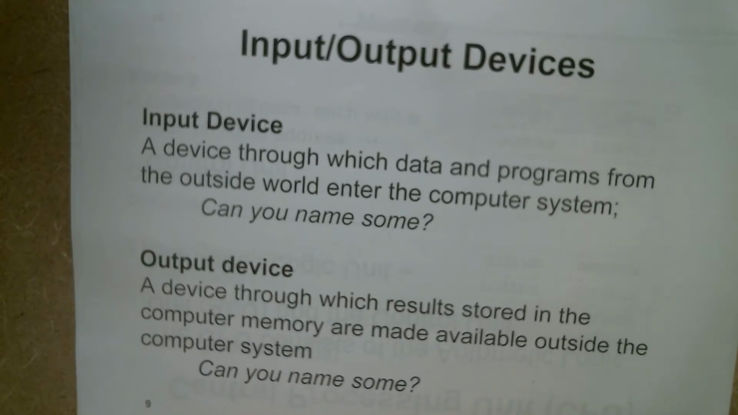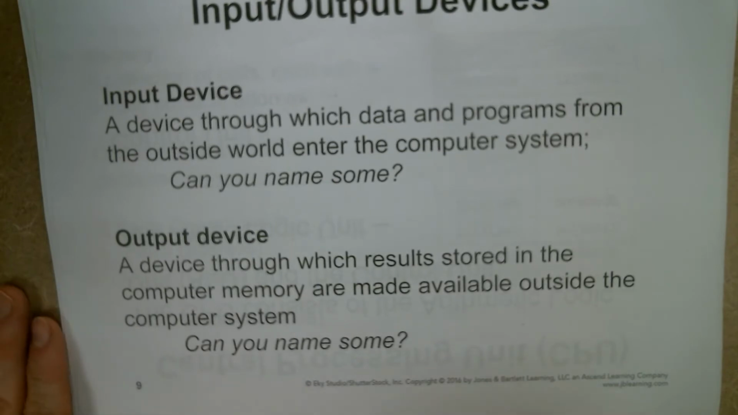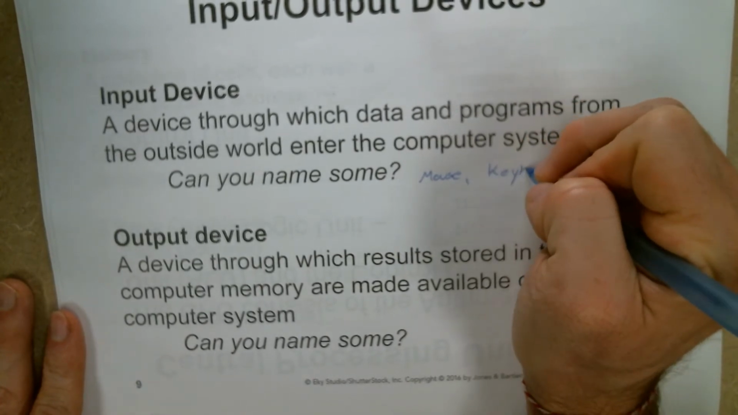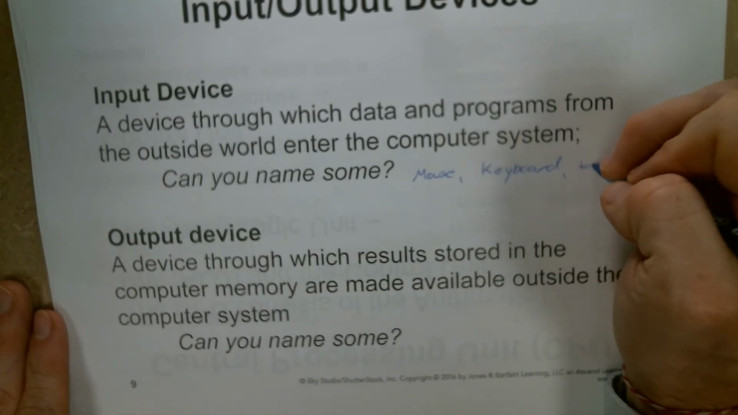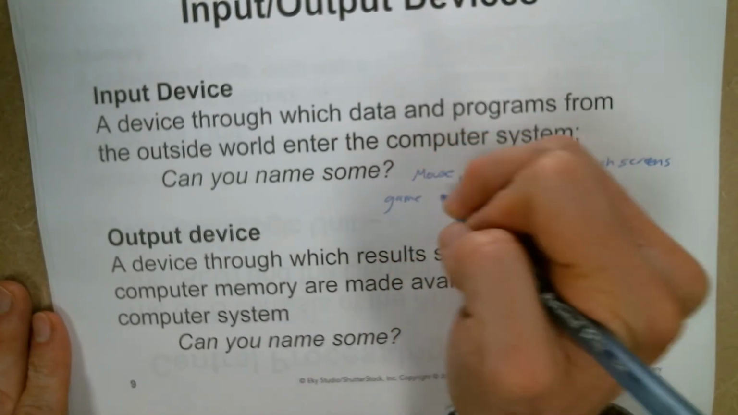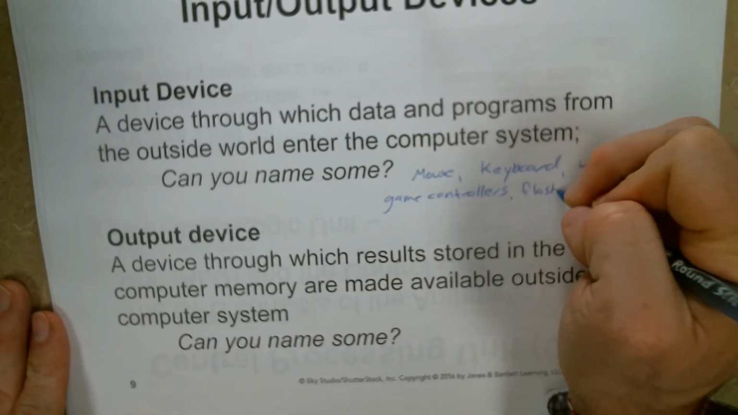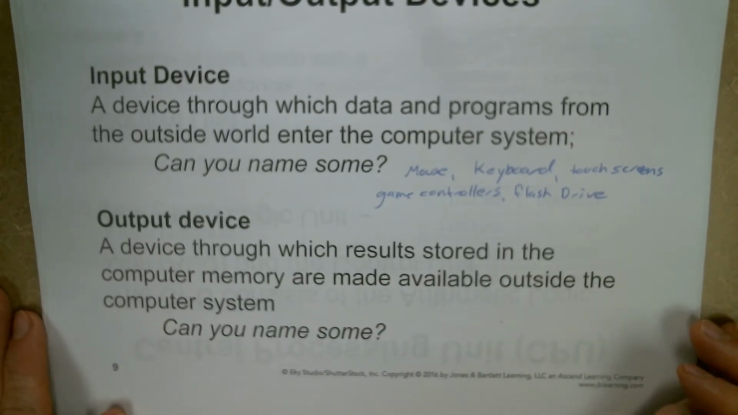So, input-output devices. An input device is a device through which data and programs from the outside world can enter the computer system. Can you name some? I'm assuming you can. There are the obvious ones like a mouse or a keyboard, but those are certainly not the only input devices. With phones, we have touchscreens. You have things like game controllers, because a gaming system is pretty much just a big computer. A flash drive that you plug into a computer can be an input device. It can also be an output device, but it's an input device as well.